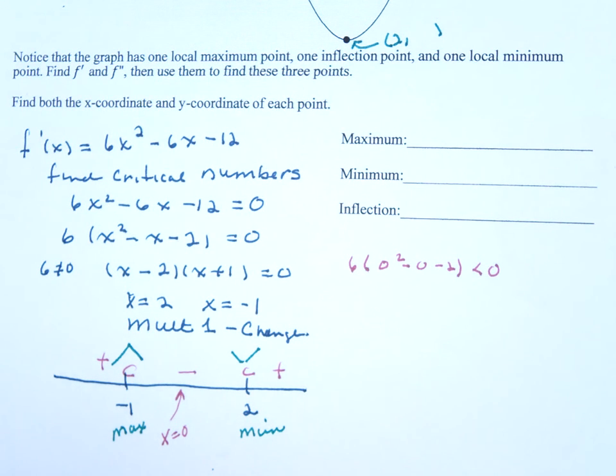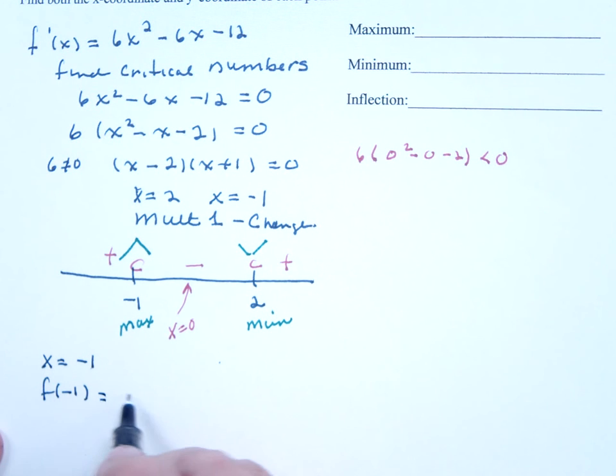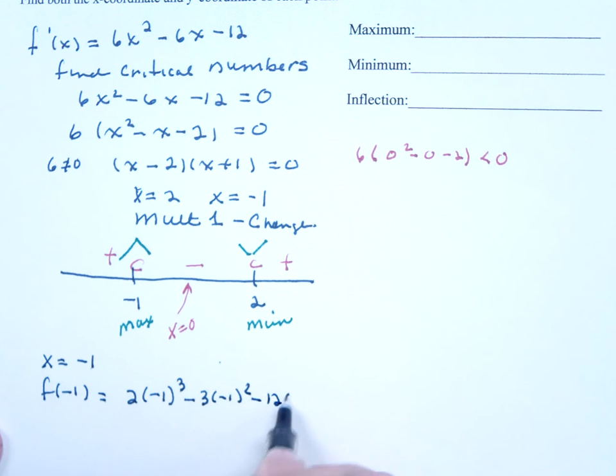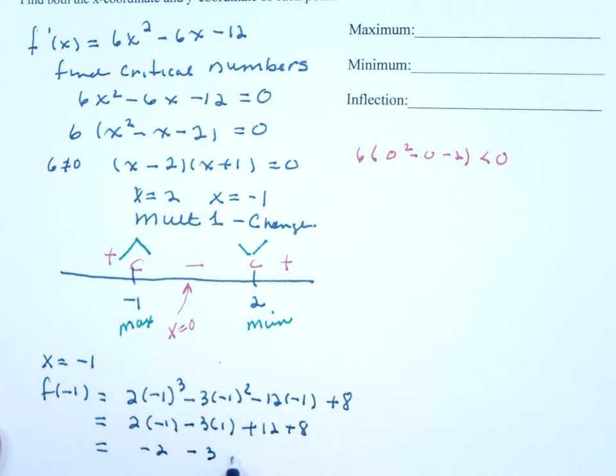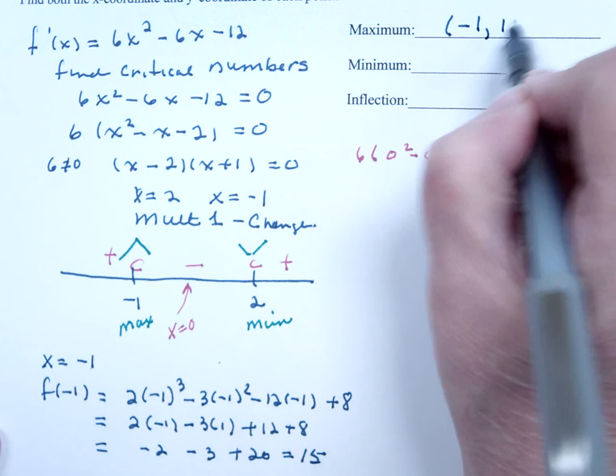Now to find that something, I have to go back to the original function. If x equals negative 1, I want f of negative 1, which is 2 times negative 1 cubed minus 3 times negative 1 squared minus 12 times negative 1 plus 8, which is 2 times negative 1 minus 3 times 1 plus 12 plus 8, which is negative 2, negative 3, plus 20, which is going to be a positive 15. So I now know what the y value is for negative 1. So I have a maximum at negative 1, 15.